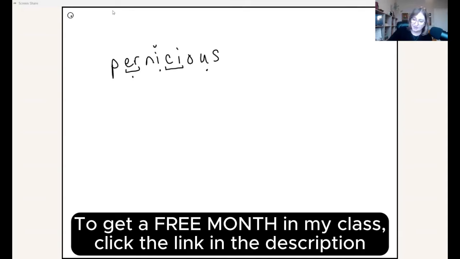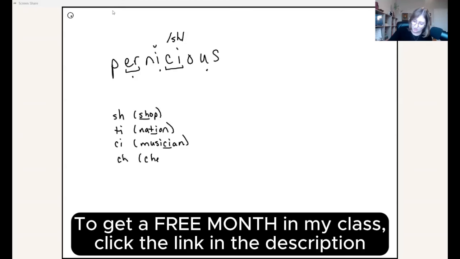This CI is spelling the sh sound. CI is another spelling of the sh sound. Sh has 3 spellings, or 4 actually that I know of. SH can spell the sh sound. So can TI, as in nation. CI as in musician, or CH when it's a French word as in chef. Lots of different spellings of the sh sound.